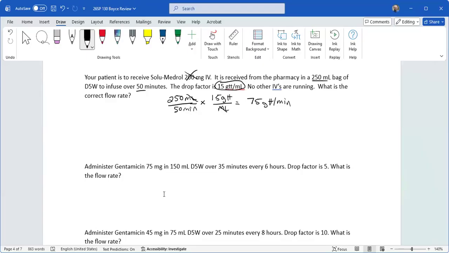Go ahead and try the gentamicin question, the first one here. Let me know what you guys get. Please, I love questions.